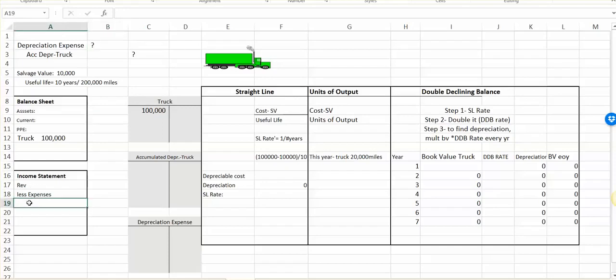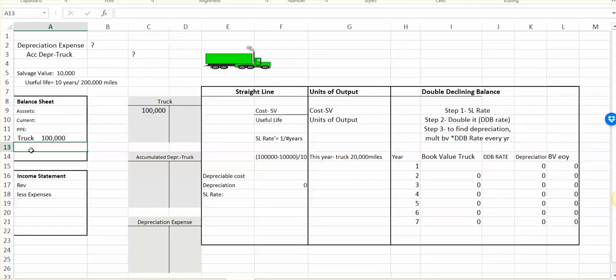And then it would get to the income statement a partial cost of using that truck. And then the accumulated depreciation for that truck is going to go here. And so that's how we can expense the cost of running our fixed asset. It's expensing the cost of using up that fixed asset.